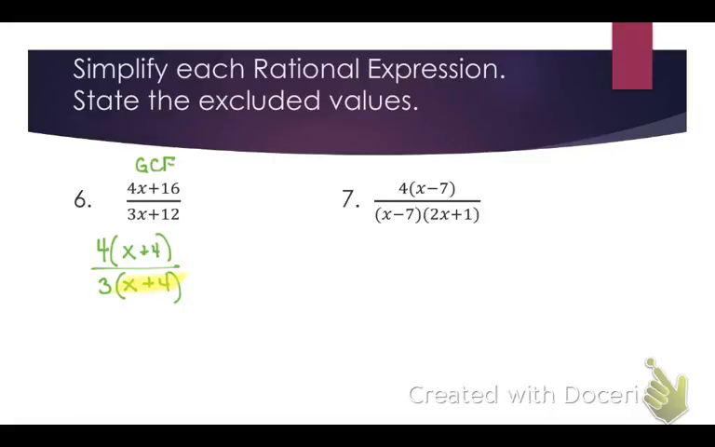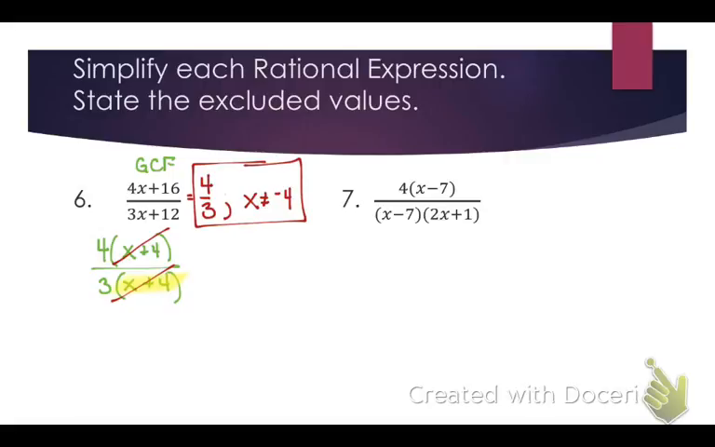So immediately I'm going to say my restriction. This all makes sense as long as x does not equal negative 4. That is what's going to cause the division by 0 error. And now I'm going to go and cross things out. So x plus 4 and x plus 4 are identical. So this reduces to 4/3 as long as x does not equal negative 4. That would be my restriction.